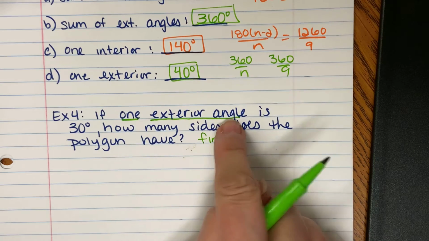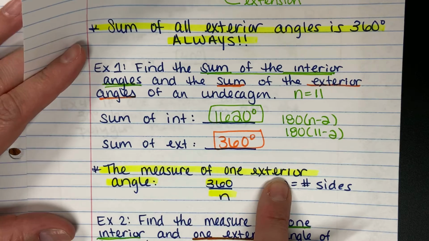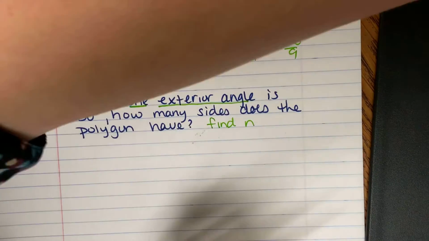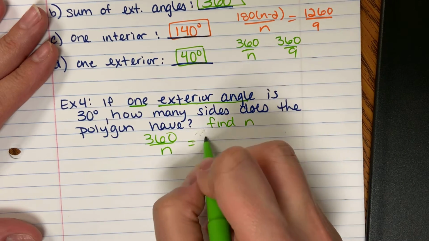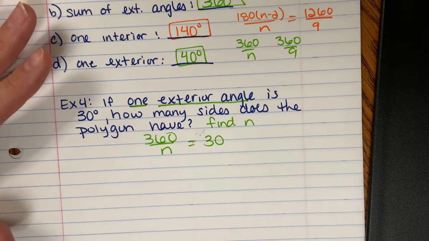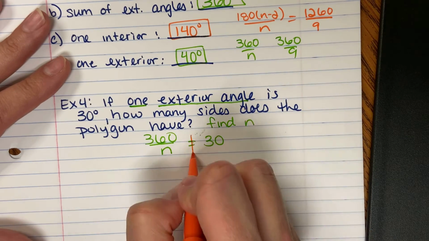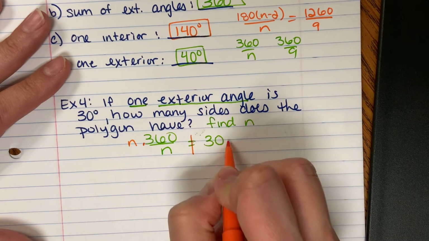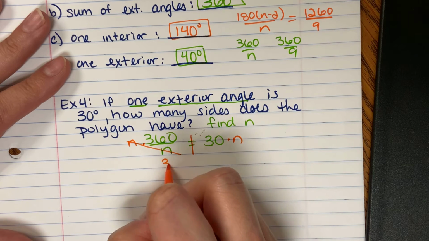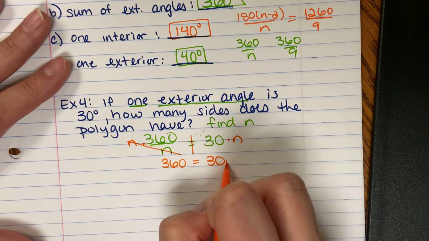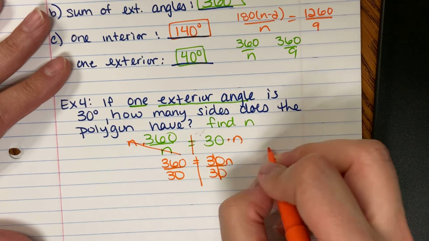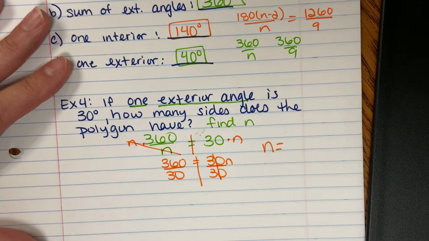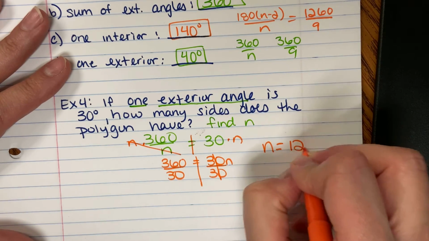So for one exterior angle, I look back at my notes and there's a formula that we used, right? One exterior angle is 360 divided by n. So I know that 360 divided by n is gonna equal 30 here. And we're gonna solve this. So first of all, let's get n out of there. So multiply by n, multiply by n. 360 equals 30n. Now divide by 30 and we're done. We get n equals, if I put that in the calculator, 12.